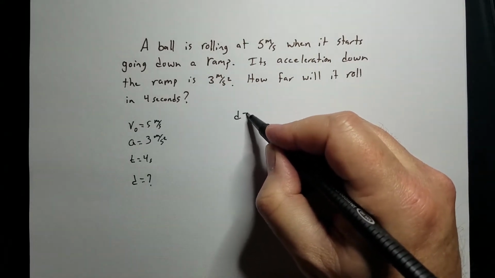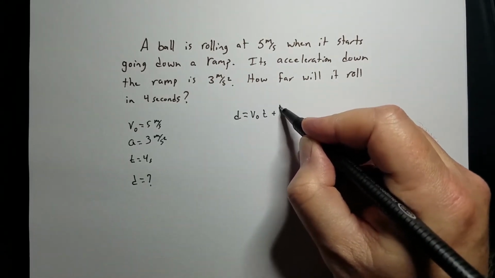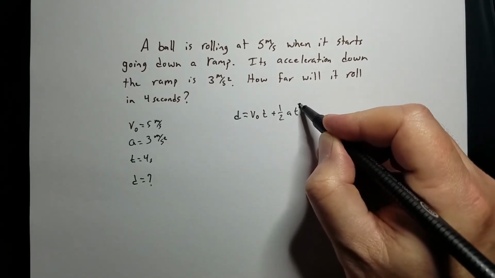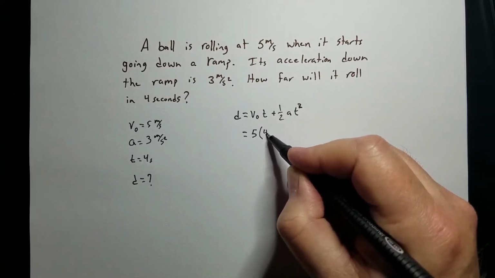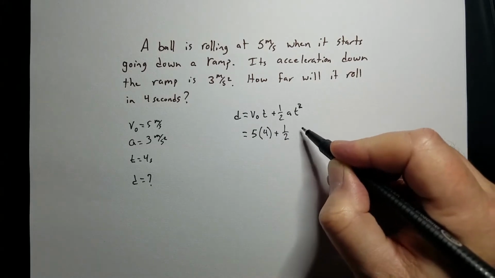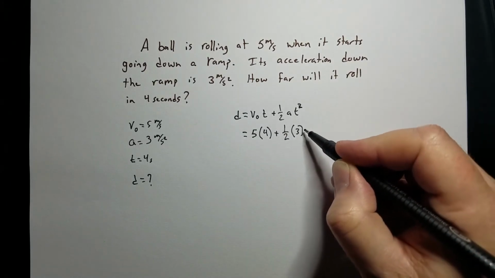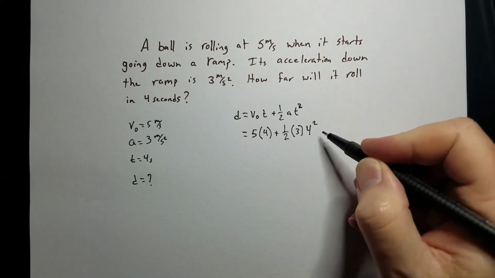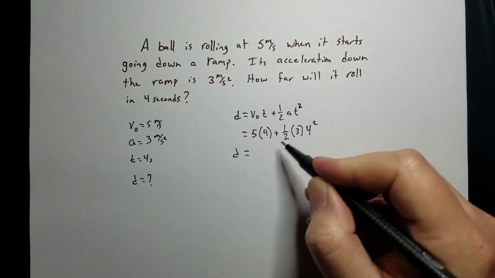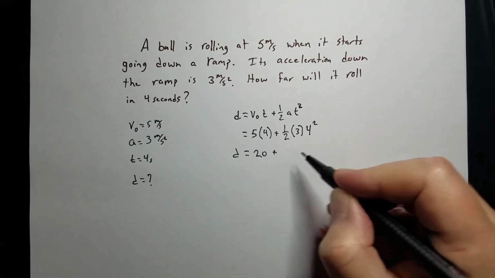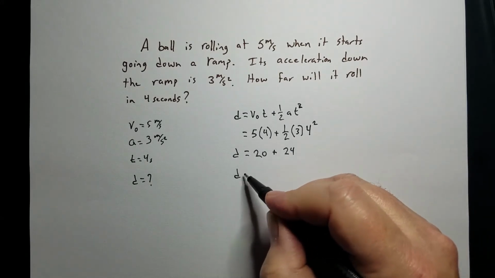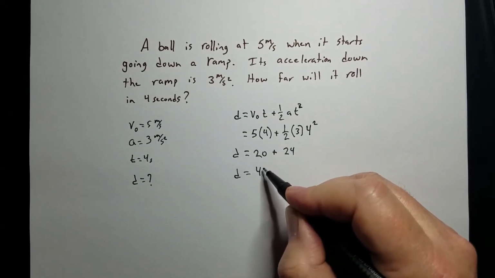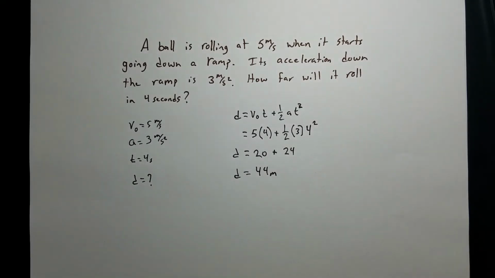So I want to start off with the equation: d equals v0 t plus 1/2 a t squared. And then we'll just plug in the numbers here. v0 is 5, time is 4 seconds, plus 1/2, acceleration is 3, times 4 squared. It's only the 4 that's squared. And now we just simply work out the math as we go through. 16, 8, 4. And so we should get a distance of 44 meters is how far that ball would have traveled during that time.